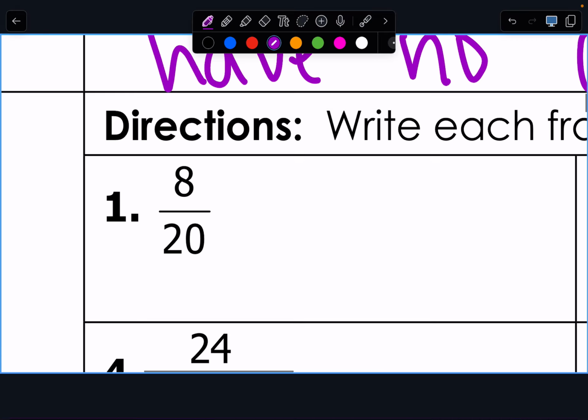Number 1 is 8 divided by 20. Okay, so Rhea is saying there's a common factor of 4. Do you agree? Yes. Okay, so we can say, all right, I'm going to divide the numerator and the denominator by 4. What's 8 divided by 4? 2. What is 20 divided by 4? 5.